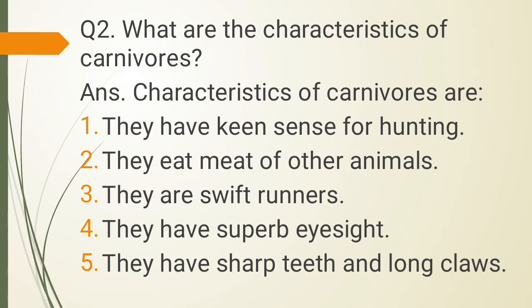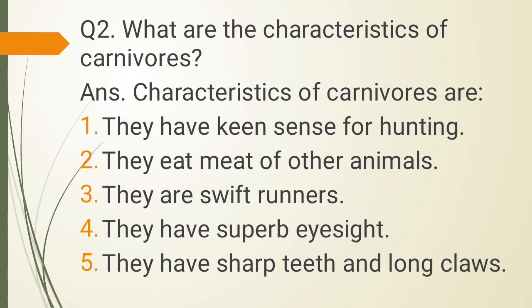So they have a keen sense for hunting. Number 2, they eat the meat of other animals. Obviously, they are carnivores because they depend on the meat of other animals. Number 3, they are swift runners. We discussed in our live session what swift runners means: they run really fast. An example is the lion or tiger. They are super fast in running, so they are swift runners.